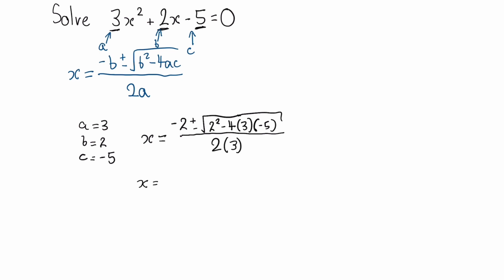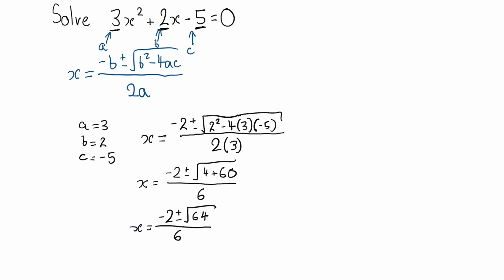Now we can simplify this, so we get x is equal to minus 2 plus or minus square root of 2 squared, which is 4. Here we have minus 4 times minus 3, which is minus 12. Then we have minus 12 times minus 5, which is going to be plus 60, as 2 minuses make a plus. This is being divided by 2 times 3, which is 6. Again, we can simplify this more. x is equal to minus 2 plus or minus square root of 64, all divided by 6.